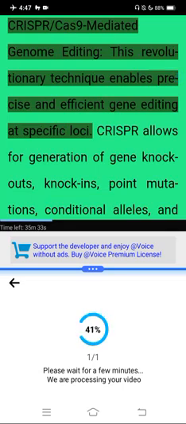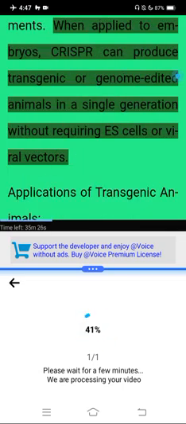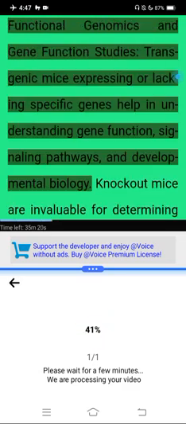This revolutionary technique enables precise and efficient gene editing at specific loci. CRISPR allows for generation of gene knockouts, knock-ins, point mutations, conditional alleles, and large genomic rearrangements. When applied to embryos, CRISPR can produce transgenic or genome-edited animals in a single generation without requiring ES cells or viral vectors. Applications of transgenic animals.